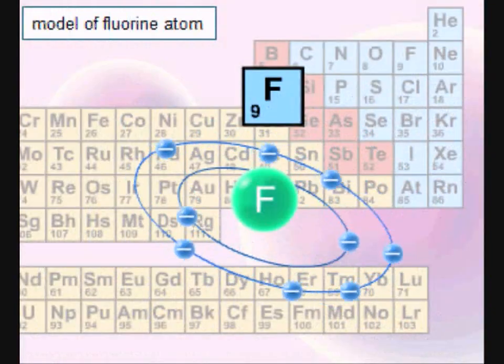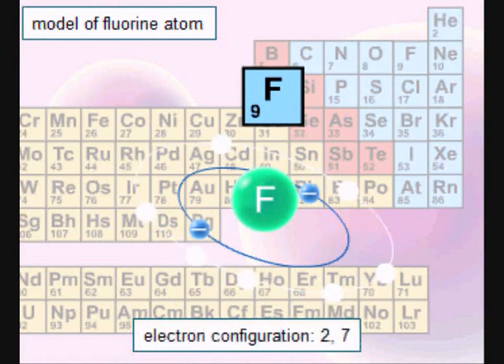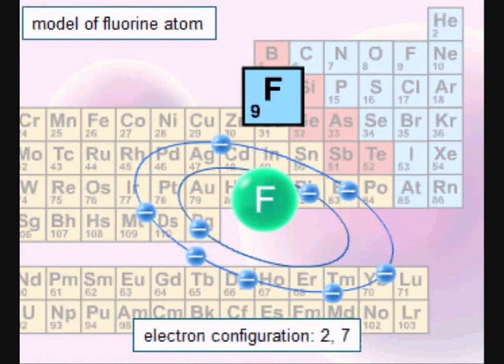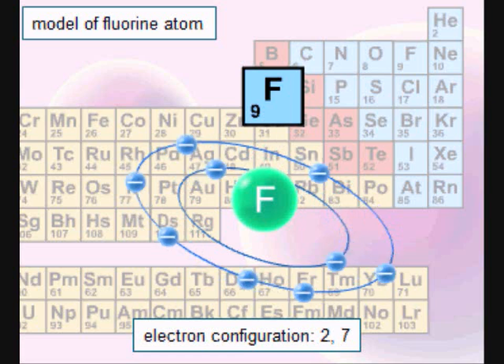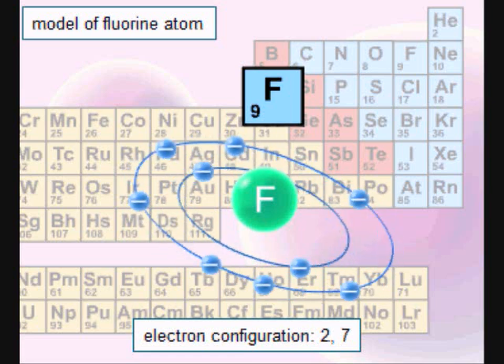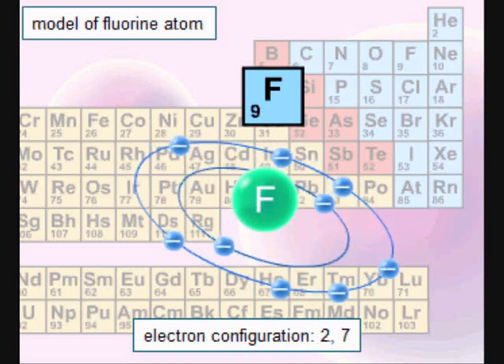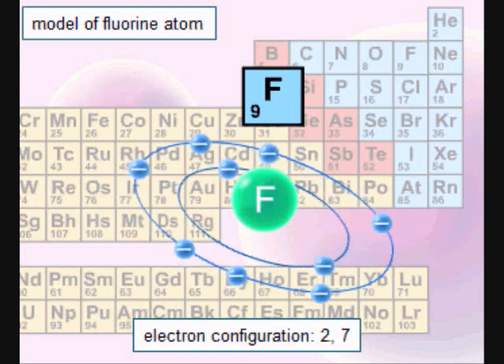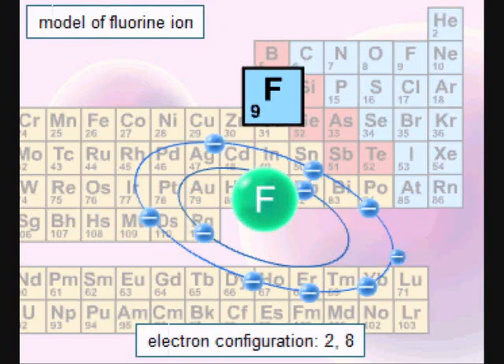Let's consider a fluorine atom. It has 7 electrons in its outer shell, which makes it much easier to accept 1 electron and fill up the valence shell than to lose 7 electrons and expose the last shell but 1. Thus, a fluorine atom accepts 1 electron and achieves a noble gas configuration.